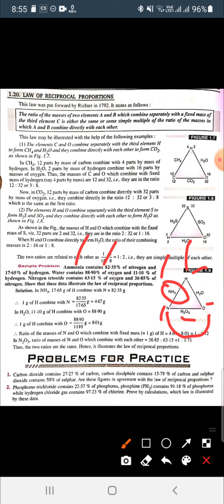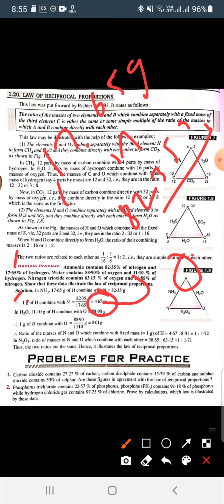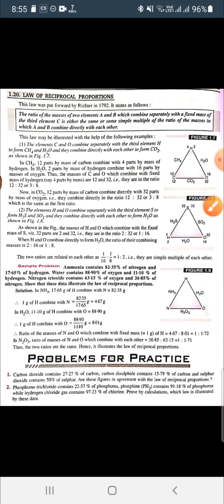So as you can see, in ammonia 17.65 gram of hydrogen combined with nitrogen. How much nitrogen? 82.35 gram. So we are fixing the mass of hydrogen as 1 gram. The nitrogen combined with 1 gram of hydrogen is 4.67 gram. It means if 17.65 gram of hydrogen combines with 82.35 gram of nitrogen, then 1 gram of hydrogen combines with 4.67 gram of nitrogen.